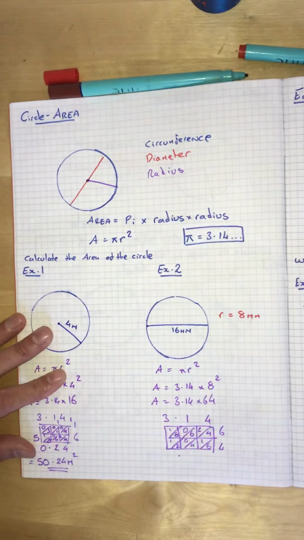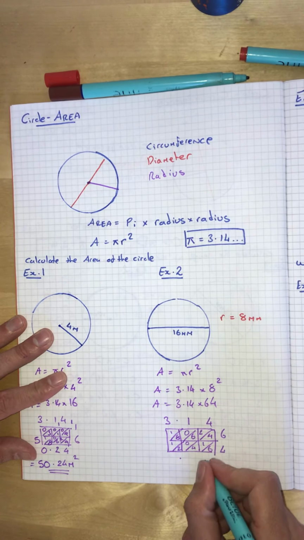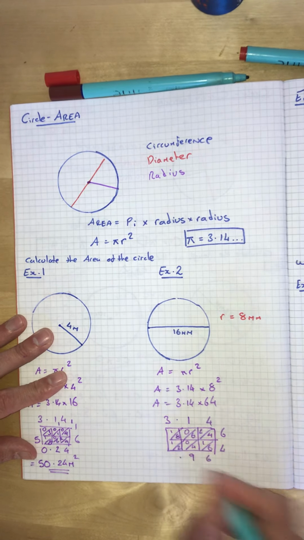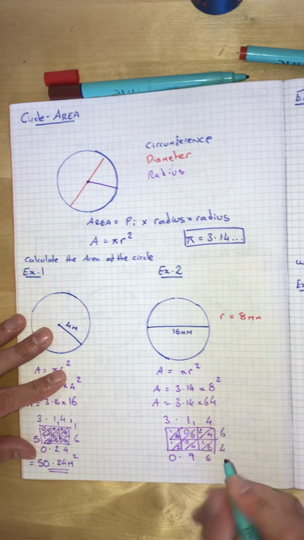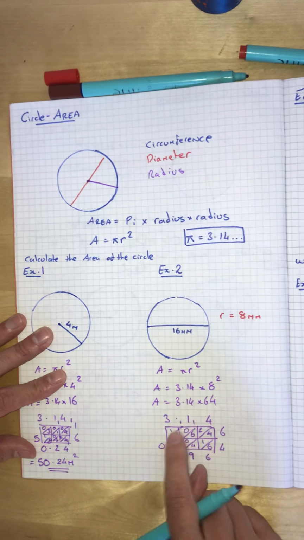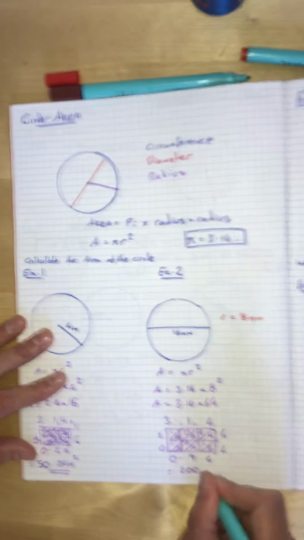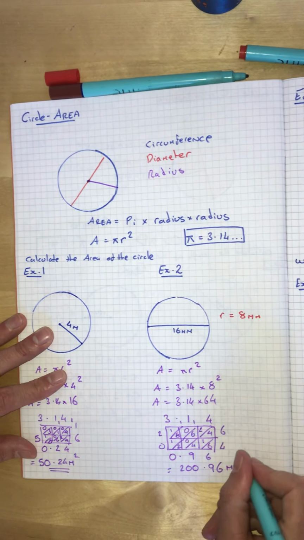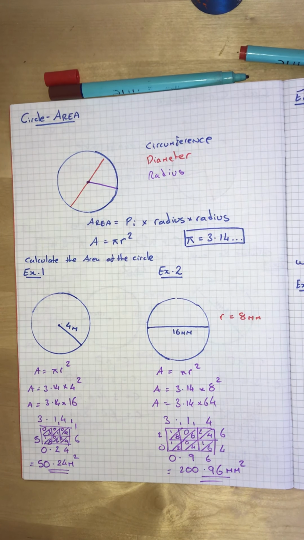Decimal point goes there. So then we total up the columns. So we get 6. 4 plus 1 is 5, plus 4 is 9. 2 plus 6 is 8, plus 2 is 10. So we carry the 1. 8 plus 1 is 9, plus 1 is 10. So again we carry the 1. And then 1 plus 1 is 2. So it is 200.96 millimeters, because it's millimeters, squared, because it's area. So that's how you calculate the area of a circle.